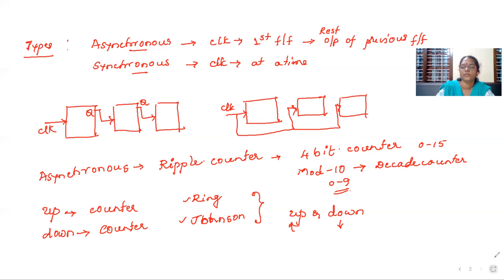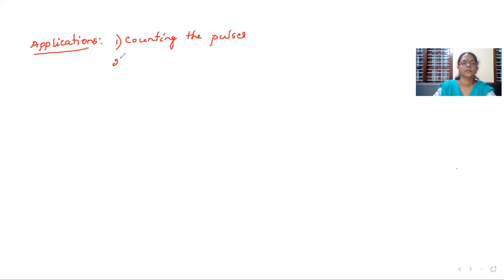Next we have the applications of counters. The main application of counters is counting the pulses. Just to count the pulses, mainly these counters are used. Counters are also used in counting the speed. They are also used to measure the speed and to measure the distance.